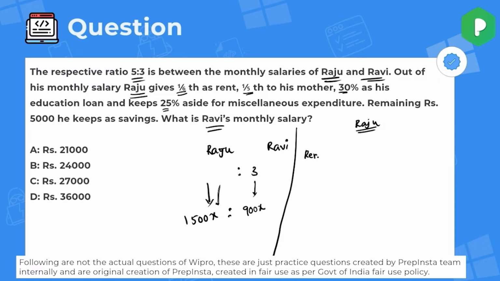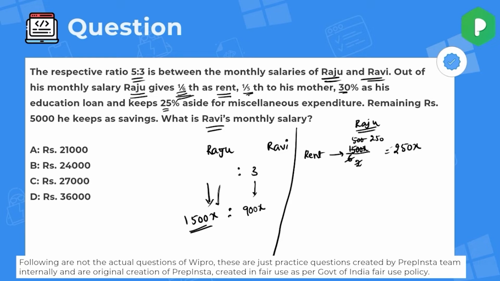Raju's rent expenditure is 1 by 6th, he has given. So 1 by 6th of what? His salary, right? What is his salary? We have assumed it is 1500x, right? So 1500x by 6. 3 got cancelled 2 times, 3 got cancelled 500 times, and 2 got cancelled 250 times. So Raju is paying rent of 250x rupees as an expenditure.